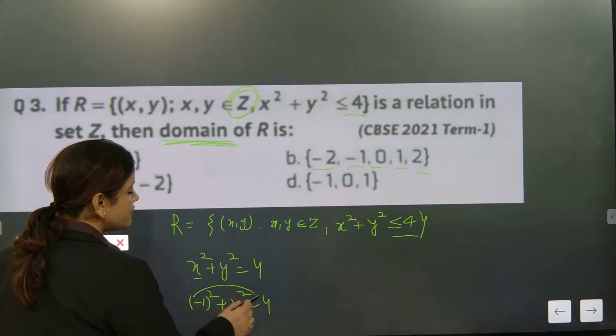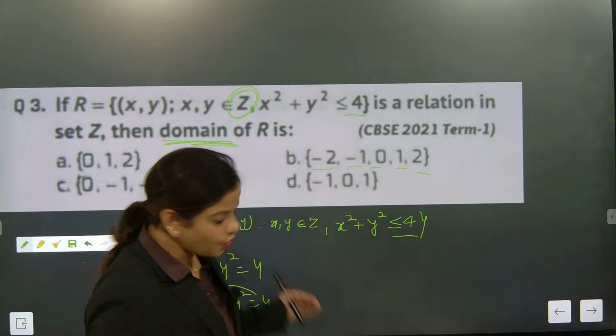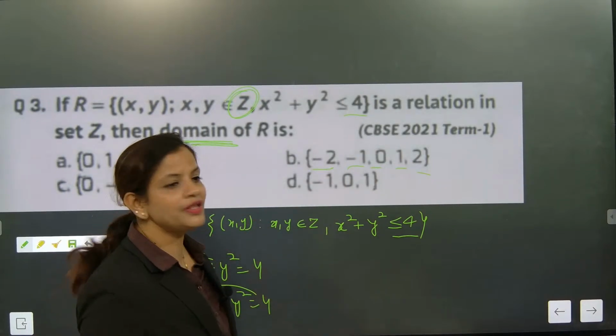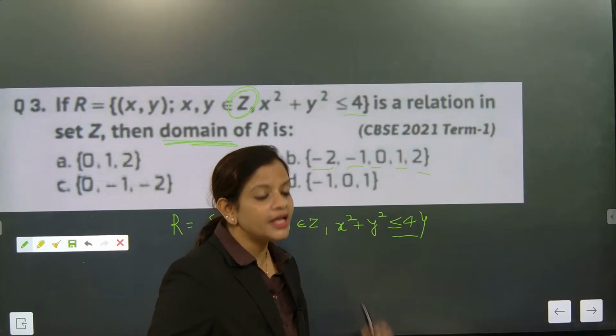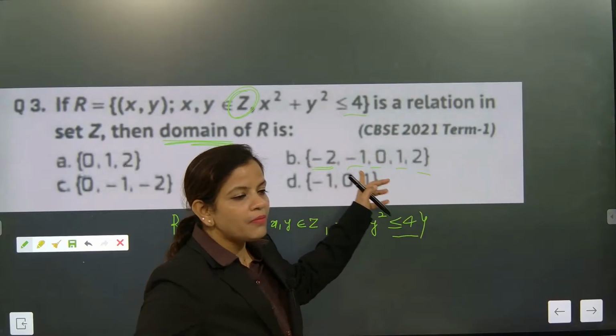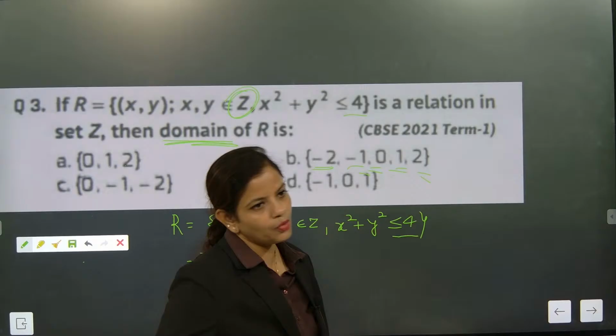So 100% the value will be less. Whatever values are there, mismatch, we are going to make it. So what are the domains? Domains are inputs. Your inputs will be coming as minus 2 also, minus 1 also, 0 also, 1 and 2. All domains will be coming.